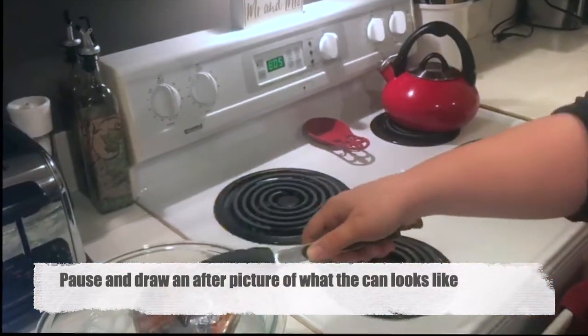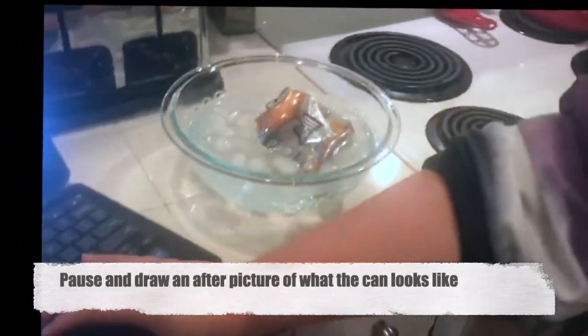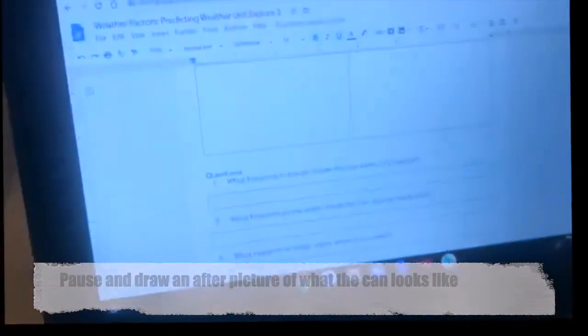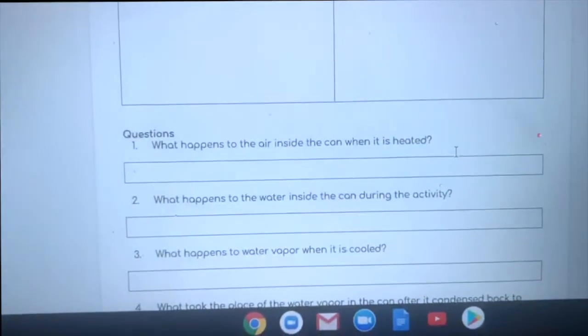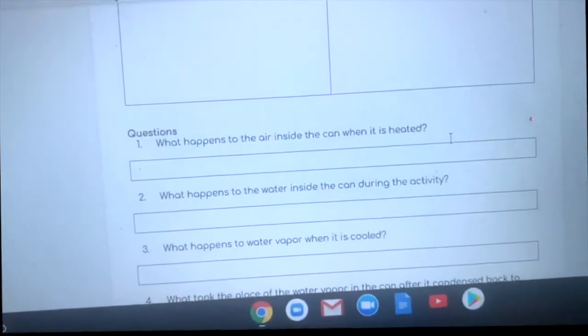Okay, once you've drawn your after, you're going to go into your assignment and answer the questions below your drawings about what happens to the air inside the can when it's heated. So we saw some steam coming up.